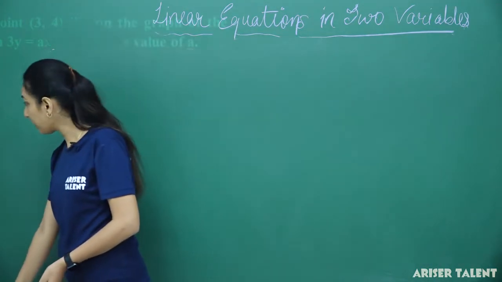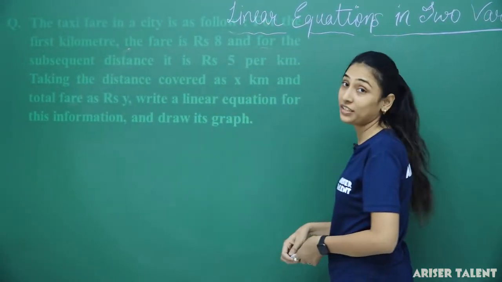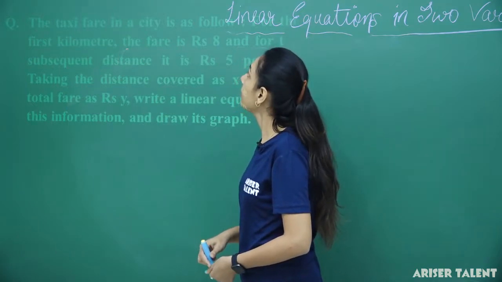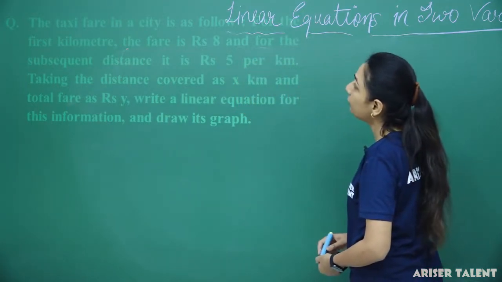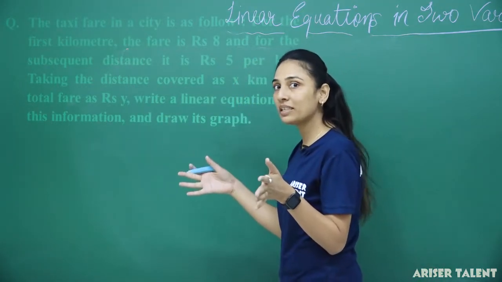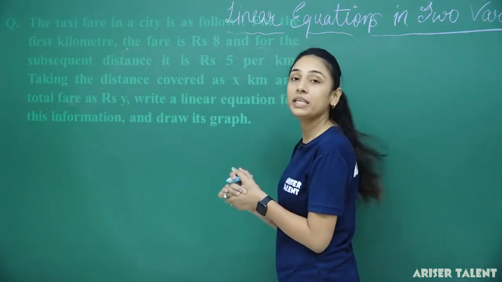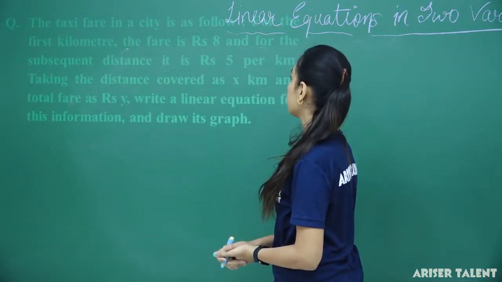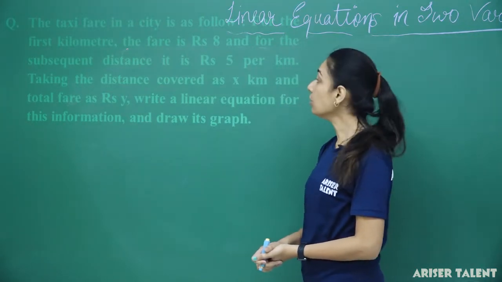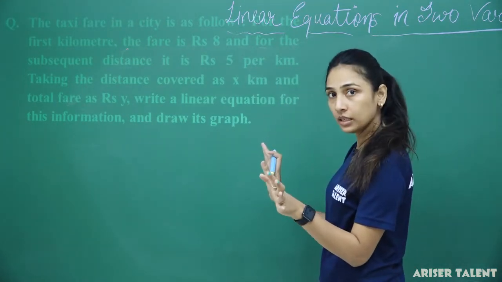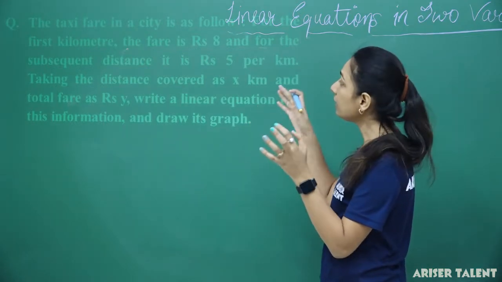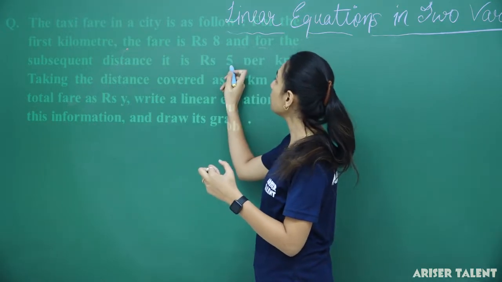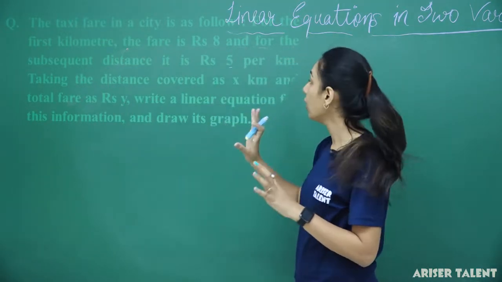Now the next question we have is about taxi fare. Taxi fare is quite high in cities, right? The taxi fare in a city is as follows. For the first kilometer the fare is rupees 8, and for the subsequent distance it is rupees 5 per kilometer. So they charge 8 for the first kilometer, and for the remaining kilometers you travel, you are charged 5 rupees per kilometer.